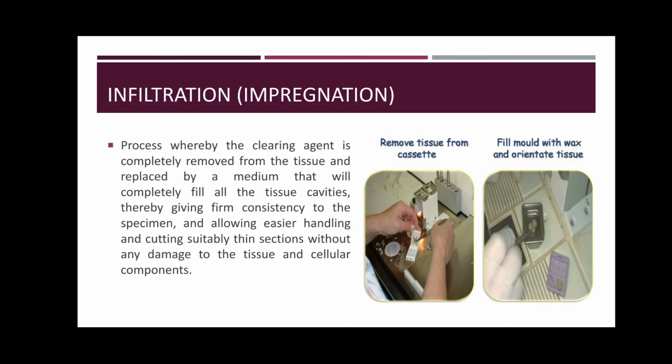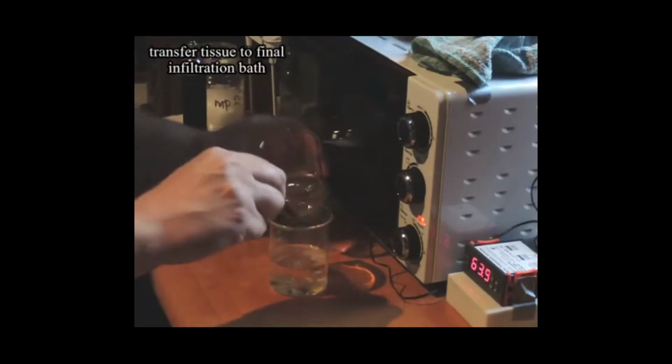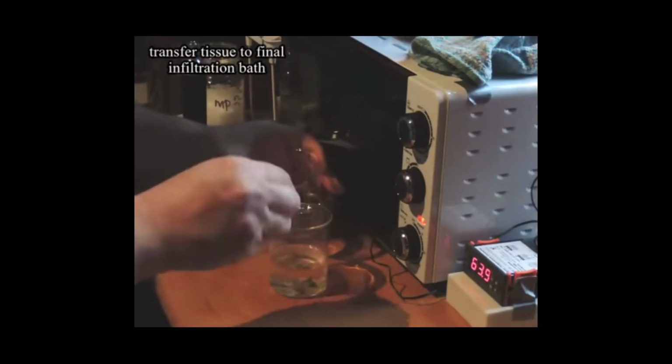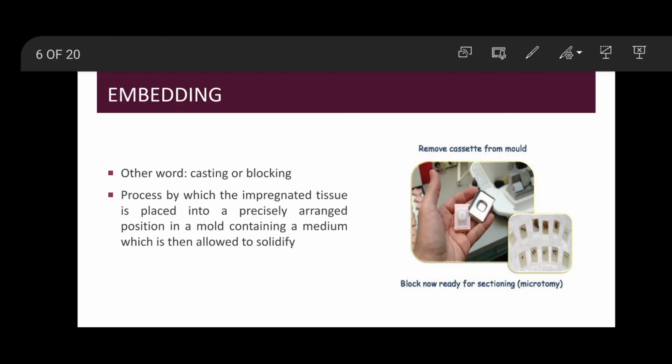The most common and the simplest tissue infiltration media is the paraffin wax. Kindly write that down. Paraffin wax is the simplest, most common, and after impregnation, the tissue is placed into a mold containing the embedding medium, and this medium is allowed to solidify.